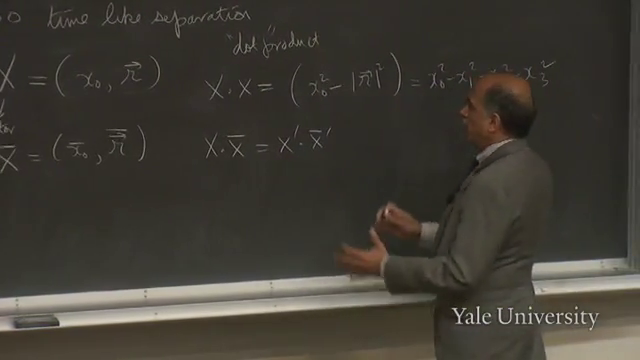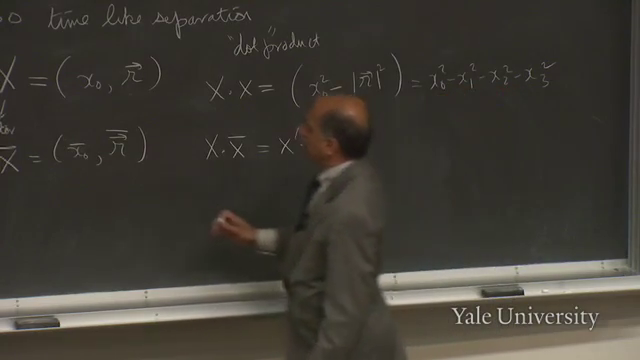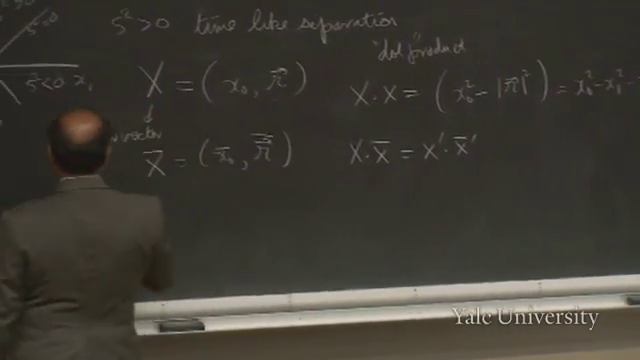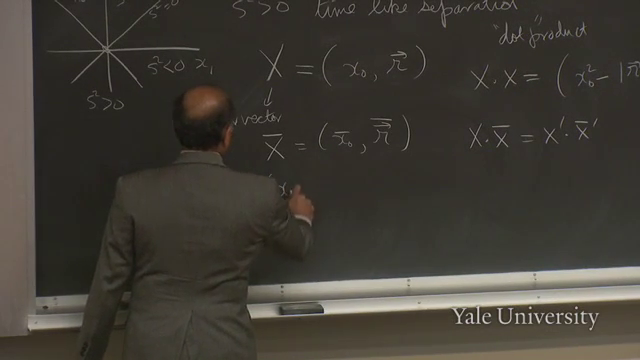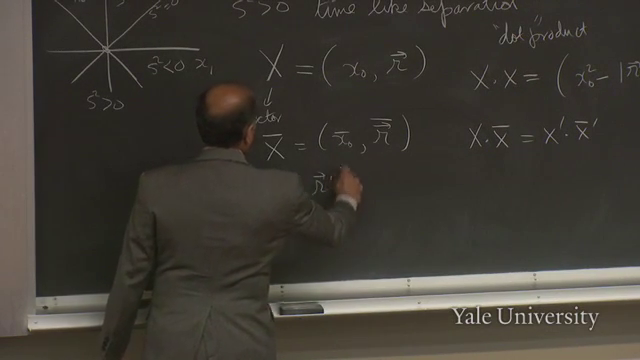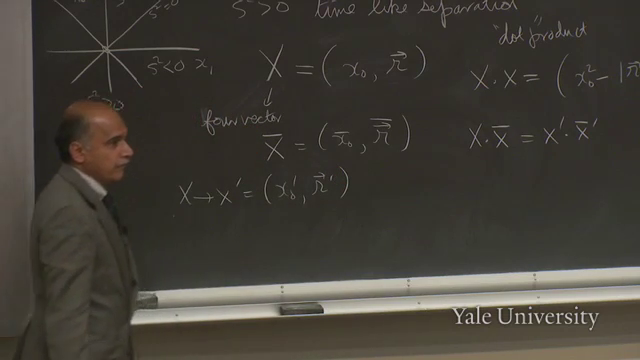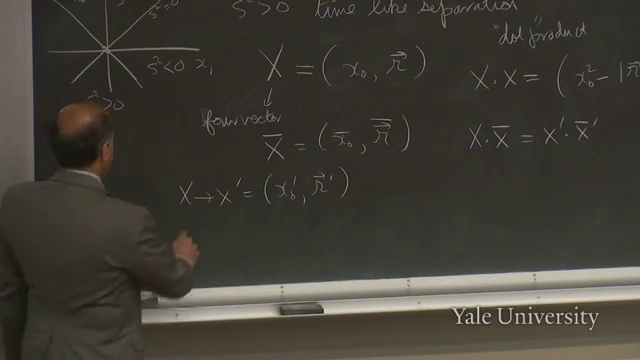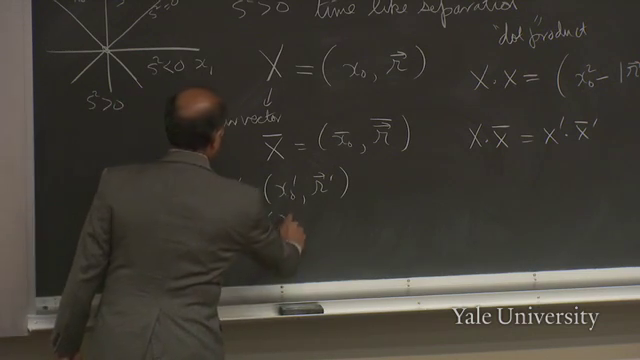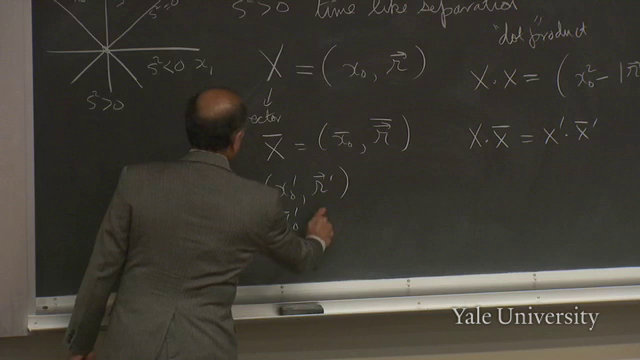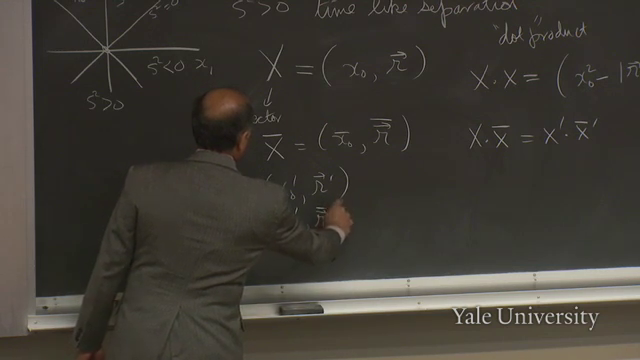What I'm saying is if you go to a moving frame of reference, the components of the vector x go into x prime, whose components are x0 prime and some r prime. And likewise, the vector x bar has new components, x bar prime, which are x0 bar prime and r bar prime.